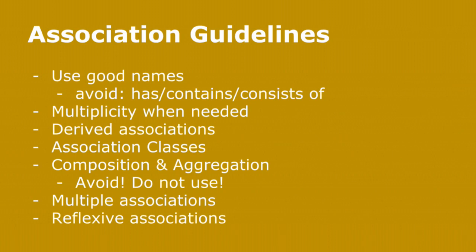You can also have reflexive associations, that is associations to other objects of the same type. Typical example is you have a person class. A person can have children that are also persons, and the children can have parents. Right?